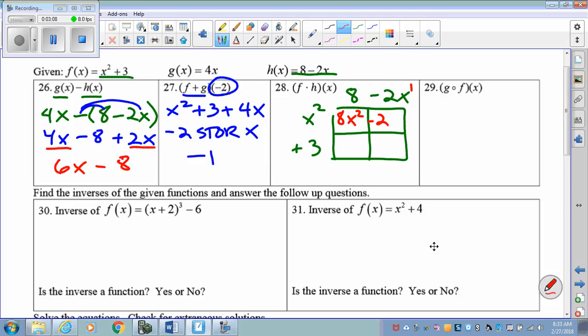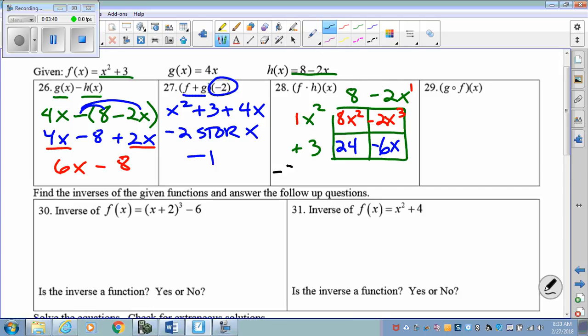Remember, you add your exponents if you're multiplying, so that would be 1 plus 2 is 3. All right, and negative 2 times 1 is negative 2. So that's that first row. And then now I've got 3 times 8, which is 24. And 3 times negative 2 is negative 6, and then I have x. Okay, and then I'm just going to look to see if I have any like terms to combine, and I don't. So I'm just going to bring these down.